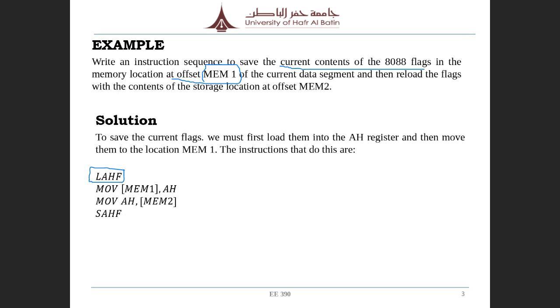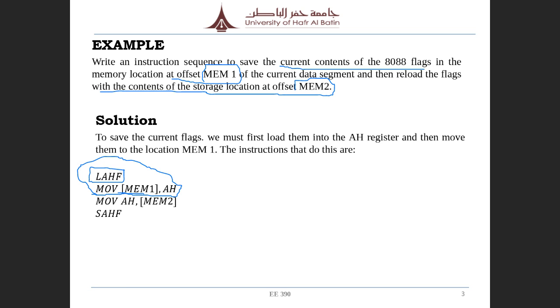Now we can send it to the memory location very easily. Move. The memory location is at offset mem1, so the offset means the memory location offset. So square bracket mem1, comma AH. That means it is loaded into memory. But then, reload the flags with the contents of the storage location at offset mem2.